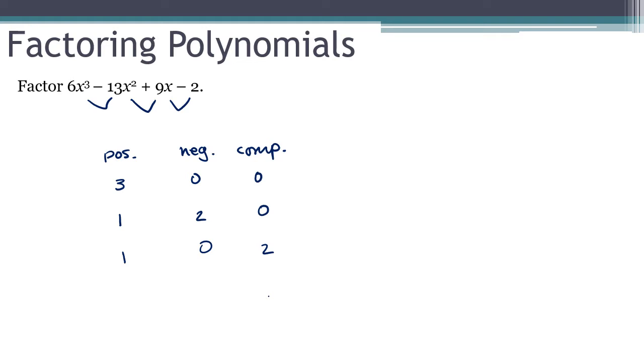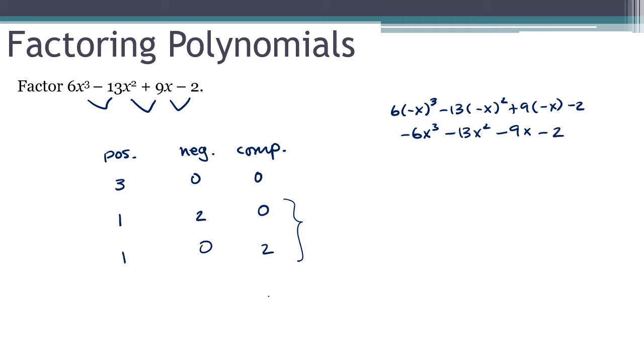All right, so let's do the negative version of Descartes' rule of signs and see if that helps me eliminate one of these 2 options. What do I have to do? I'm going to evaluate the polynomial at negative x, so I'm going to put negative x in here for all of these x's. This becomes negative 6x cubed minus 13x squared minus 9x minus 2. And you see that did help. There are no sign changes there.